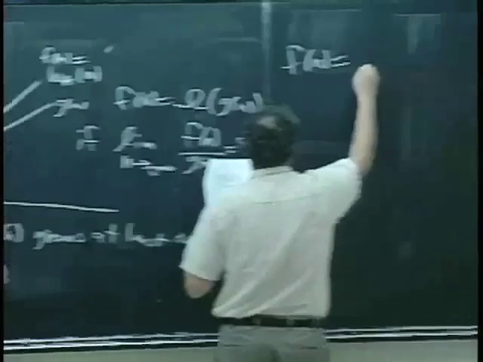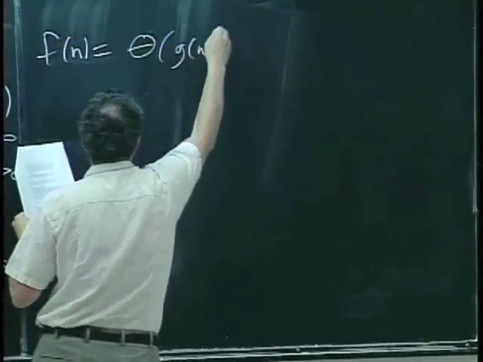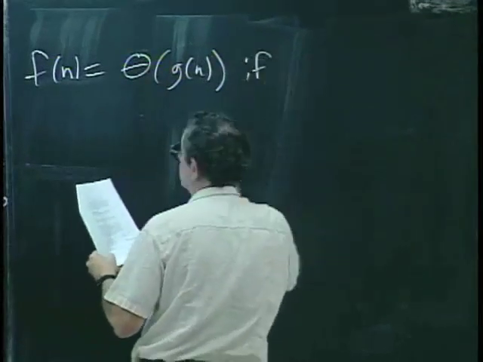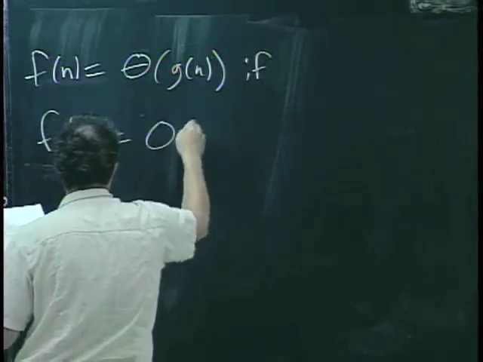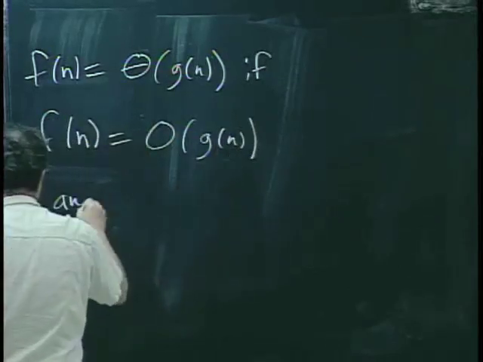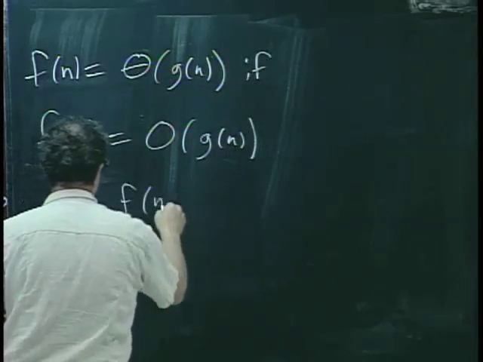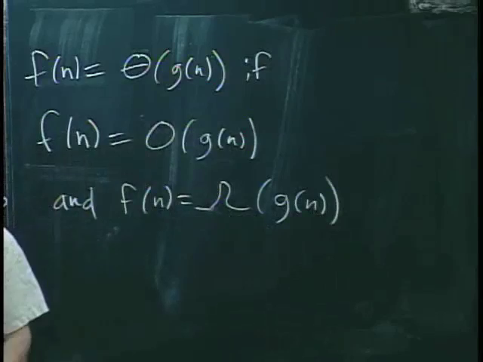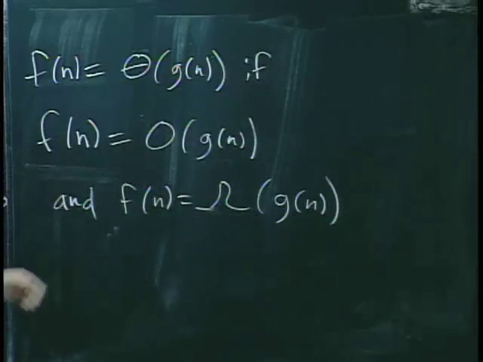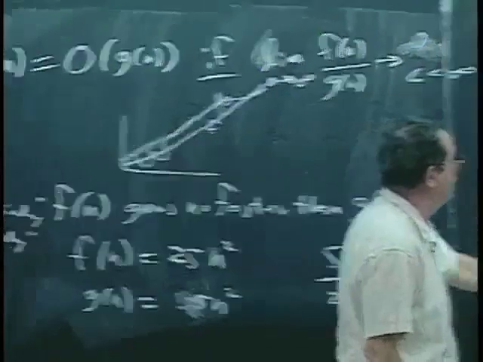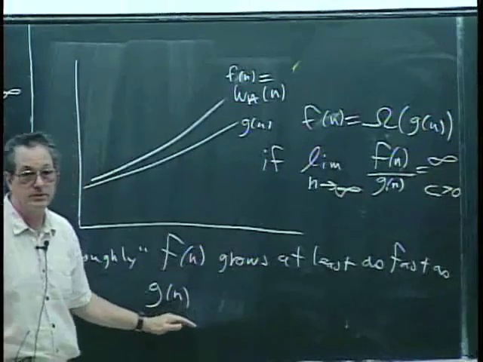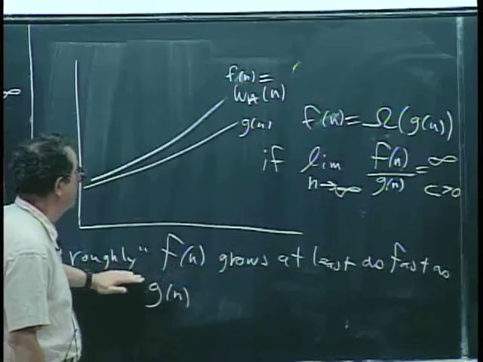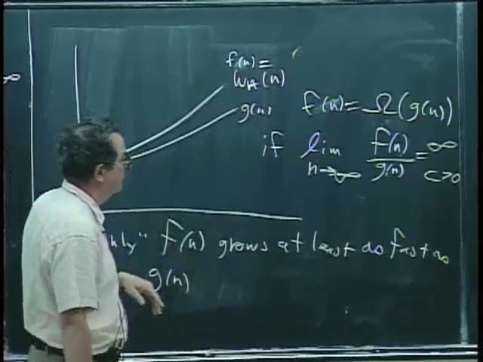And we're actually going to use fairly frequently another notation. F of n is theta of g of n if f of n is big O of g of n and f of n is omega of g of n. Okay, so it's possible that f of n has both of these relationships to g of n, big O and omega. So remember, roughly, big O says that f of n grows no faster than g of n, and omega says roughly f of n grows at least as fast as g of n. Of course, both of those are rough statements. This is the exact statement for omega. That's the exact statement for big O.